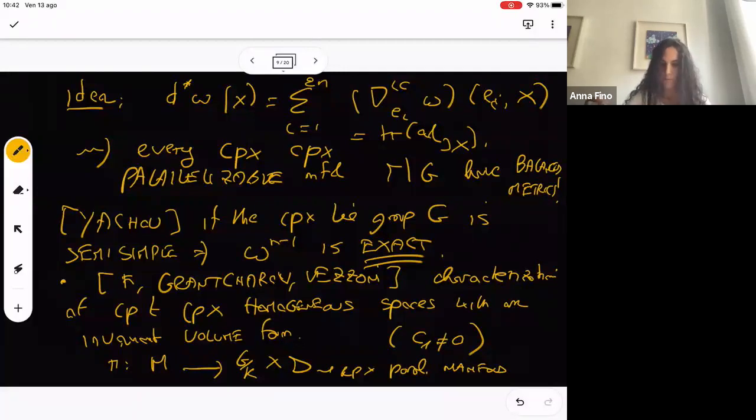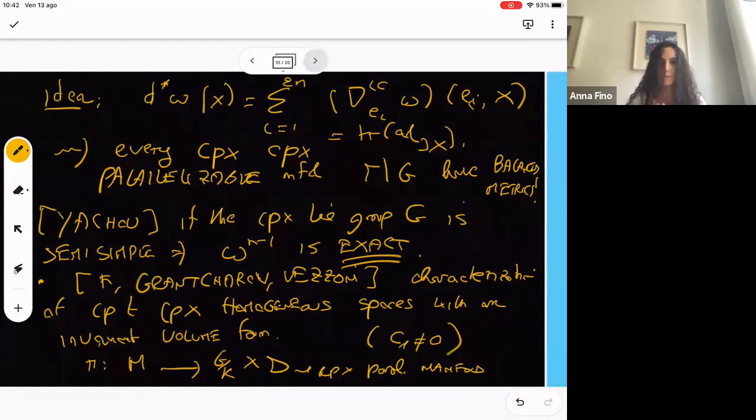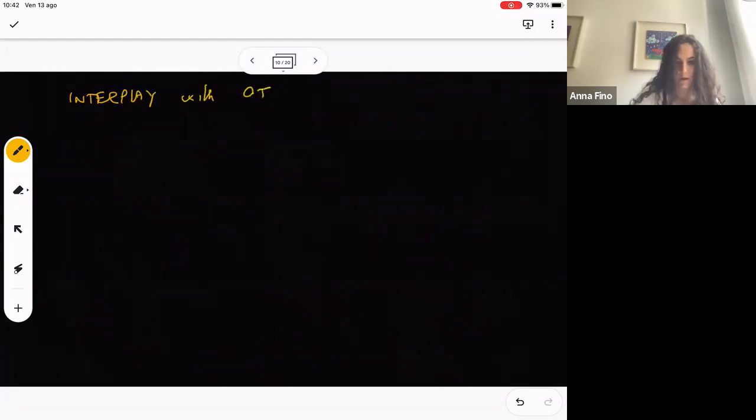Good. We already see from some examples some interplay with other types of Hermitian structure. So let's see now what is known or not known about the interplay with other types of Hermitian metrics.